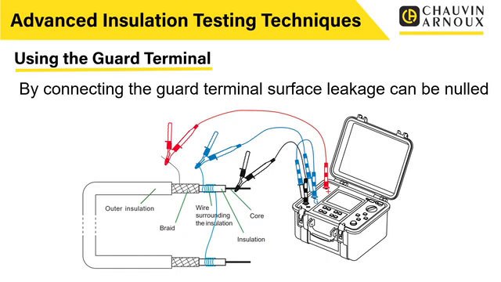So the use of the guard terminal is really, really important, particularly when we're testing certain types of equipment where the surface leakage could cause problems. Again, using the guard terminal will allow you to increase the accuracy of your measurements.